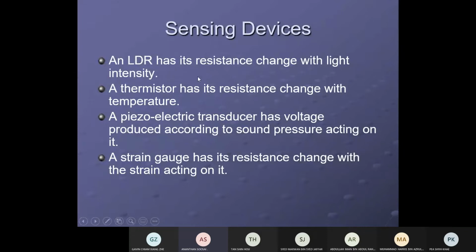So these 4 sensors. Light dependent resistor: when light intensity is higher, resistance is smaller, so less voltage. Thermistor: temperature high, resistance small, less voltage. Transducer: pressure high, voltage is high. Strain gauge: strain high, resistance is high. As I said, the strain gauge is used to check cracks in bridges and everything.